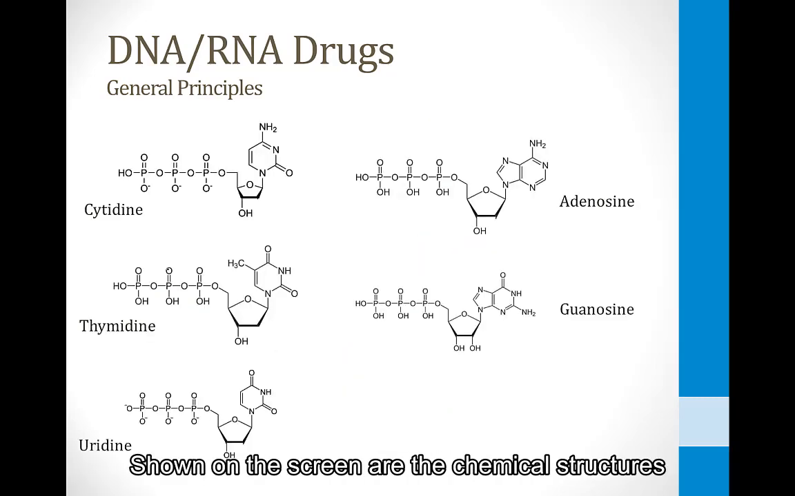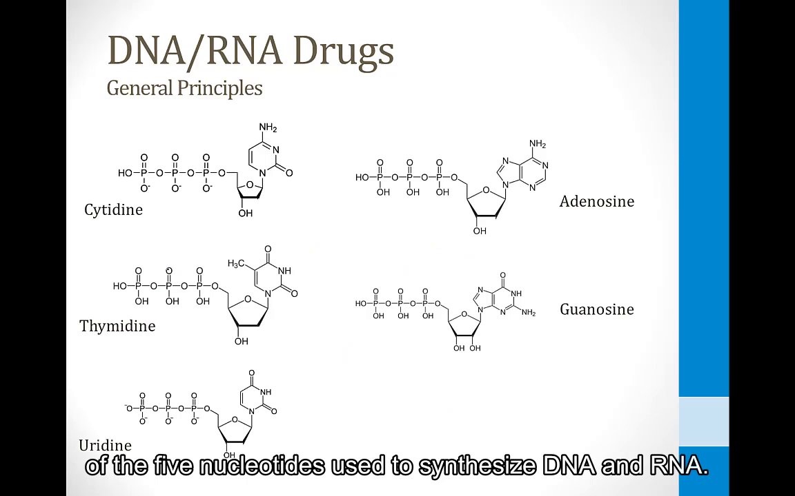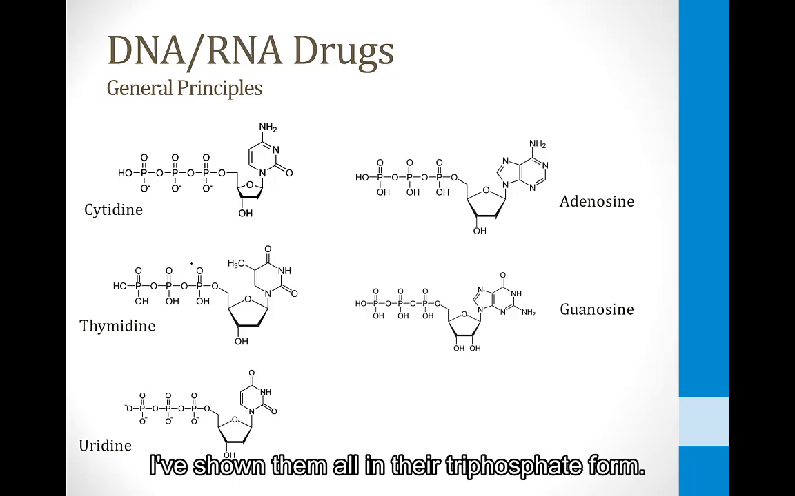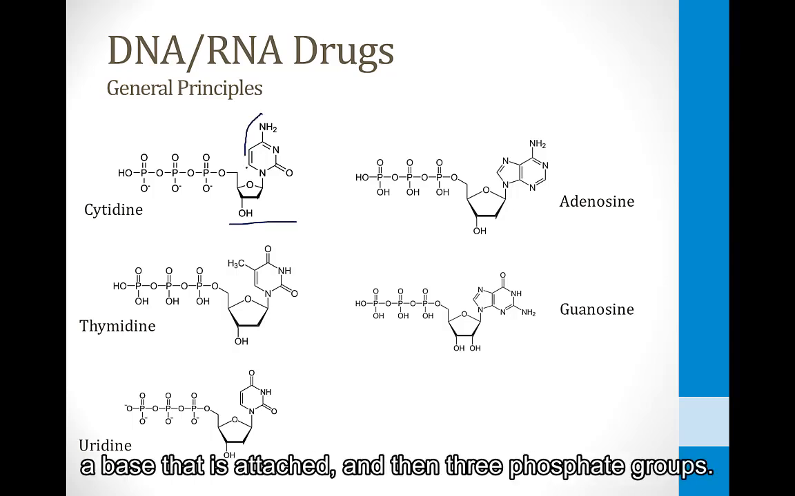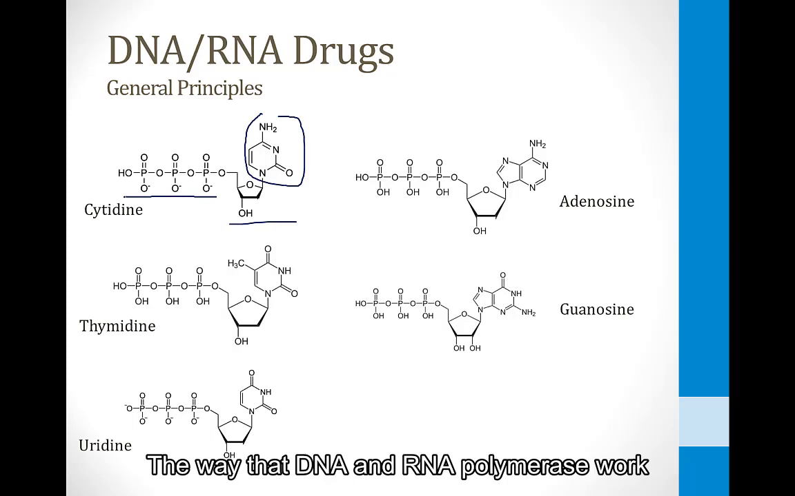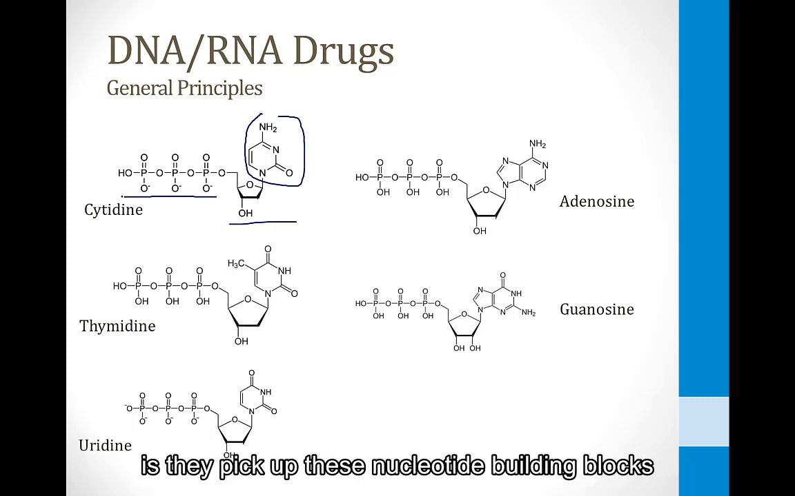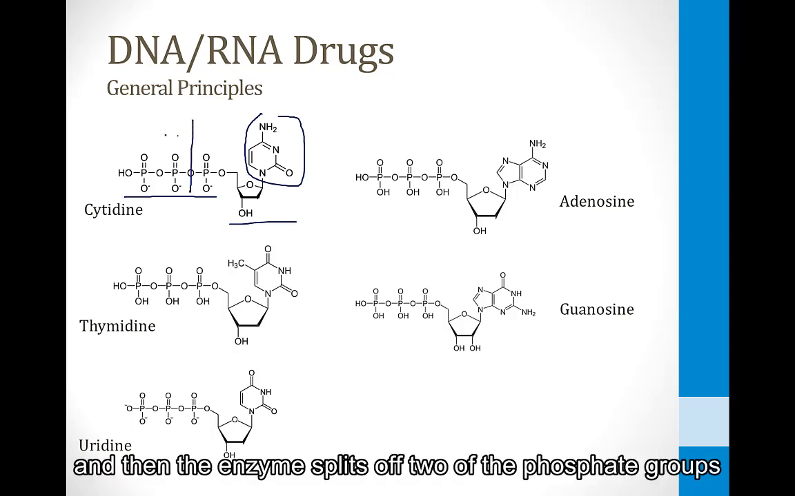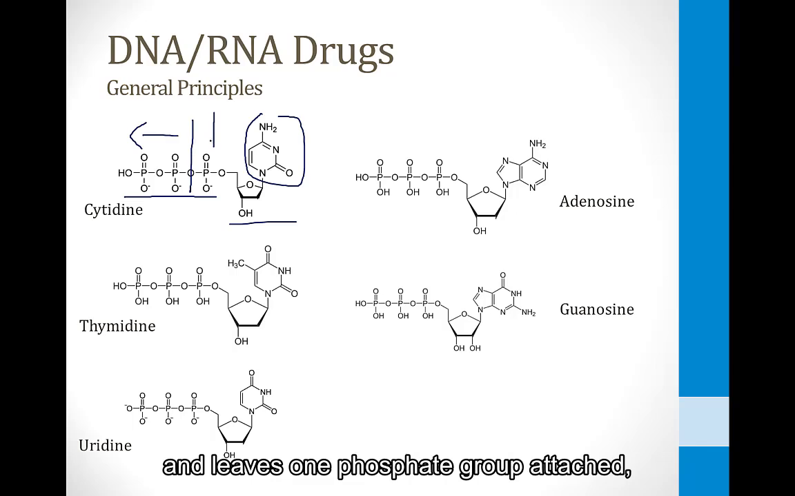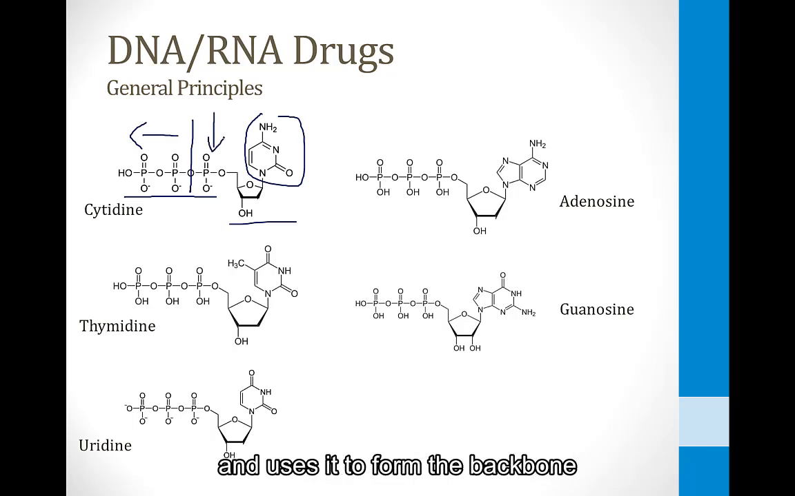Shown on the screen are the chemical structures of the 5 nucleotides used to synthesize DNA and RNA. I've shown them all in their triphosphate form. Note that each nucleotide has a ribose sugar, a base that is attached, and then 3 phosphate groups. The way that DNA and RNA polymerase work is they pick up these nucleotide building blocks in their triphosphate form, and then the enzyme splits off 2 of the phosphate groups and leaves 1 phosphate group attached and uses it to form the backbone that we saw on the last slide.